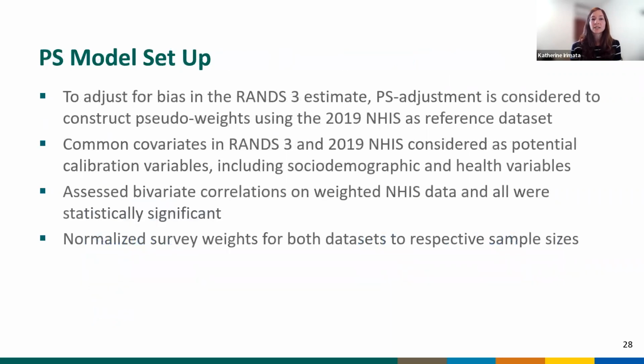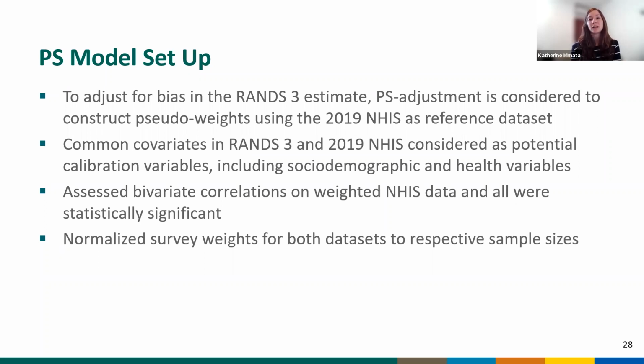So in order to adjust for this bias in our estimate, we're going to use propensity score adjustment, like I mentioned, and we'll construct these pseudo weights or these adjusted weights using the NHIS as our reference data set. So we can identify all the common covariates that exist between RANS3 and 2019 NHIS, and we'll consider these as potential calibration variables. And these include a range of sociodemographic and health-related variables. Using these different variables, we will assess bivariate correlations on our weighted data to see if we have any correlation we need to be aware of. And we found that all of the variables we were looking at had statistically significant correlations.